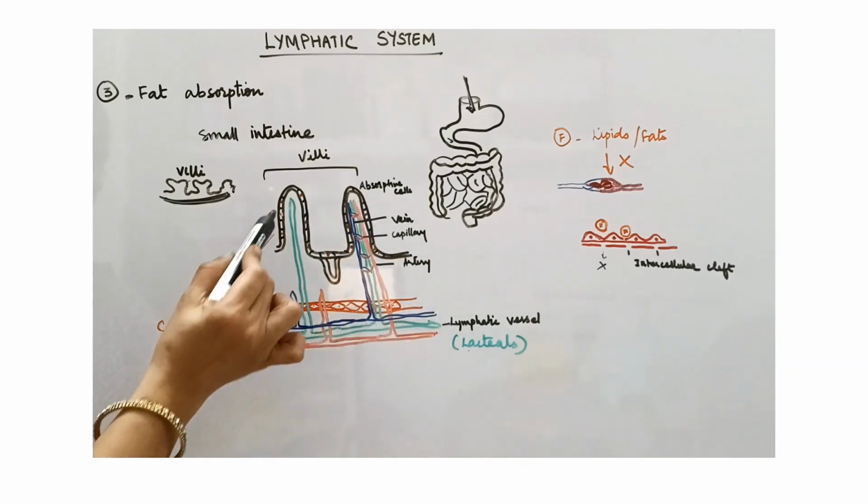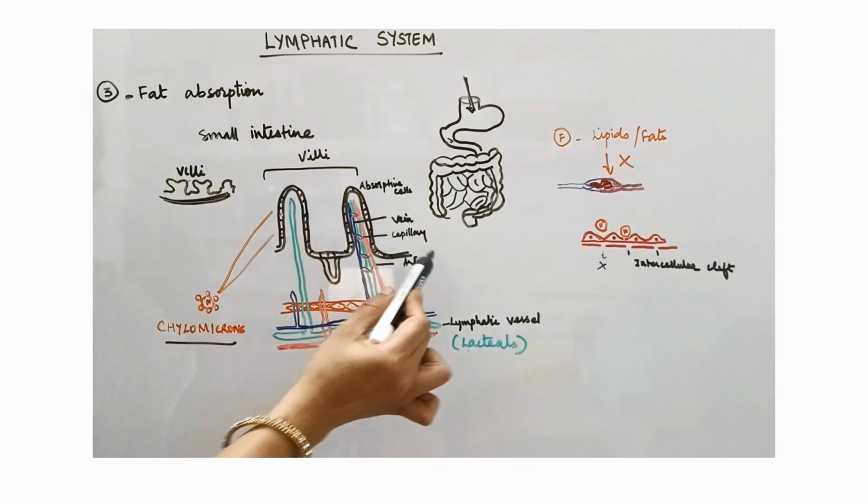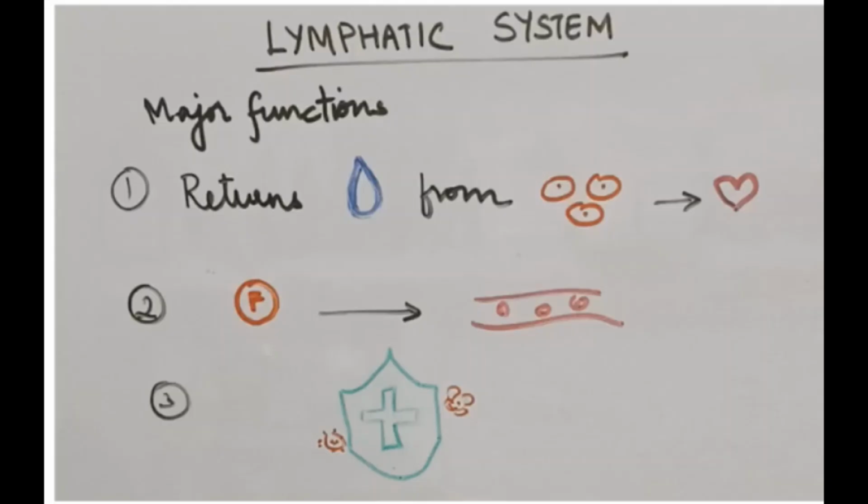thereby providing energy. So to conclude, the three major roles of the lymphatic system: it returns fluid from the tissues back to the heart, it helps large molecules like hormones and lipids enter the bloodstream, and it helps with the immune surveillance. This is Bhumika Anand on AAT Learning Hub.